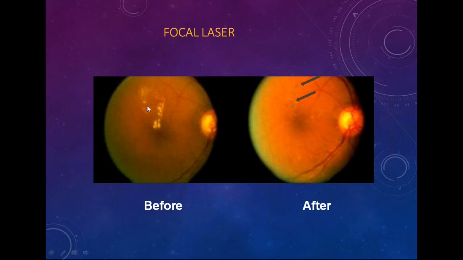Focal laser: in cases with clinically significant macular edema, you should give a focal laser. In a C shape, grid laser or focal laser causes resolution of the clinically significant macular edema. Here you can see before laser, and this is the picture after laser. All the exudates and edema have disappeared.